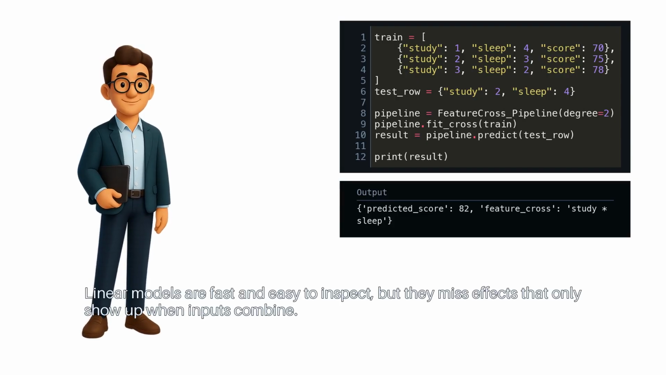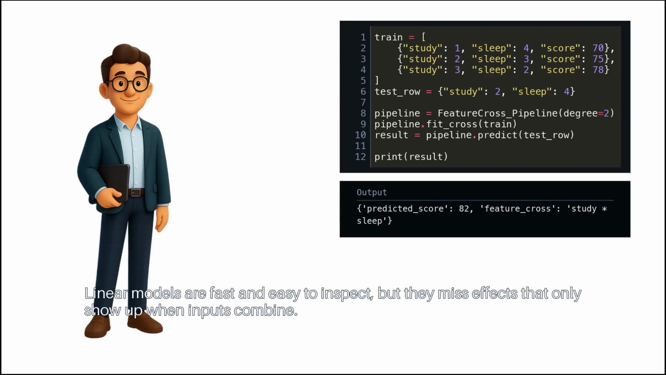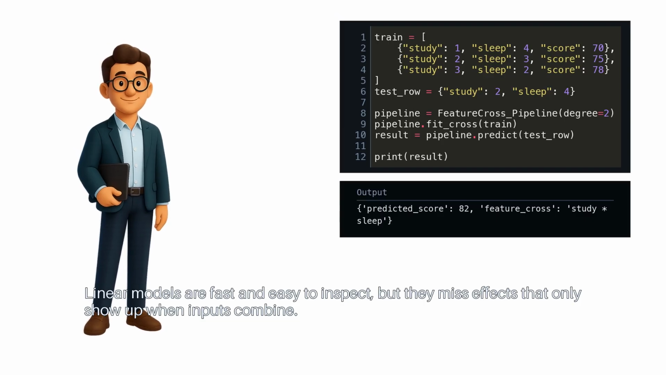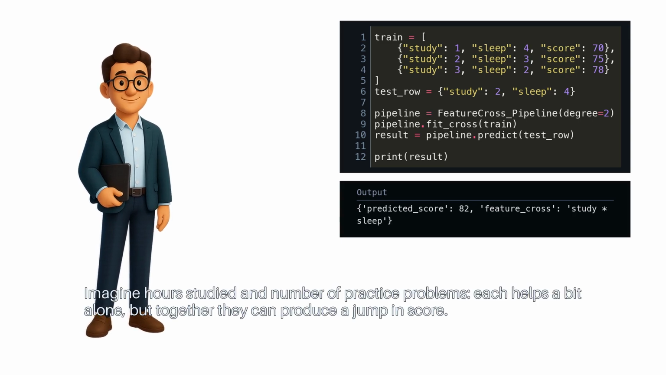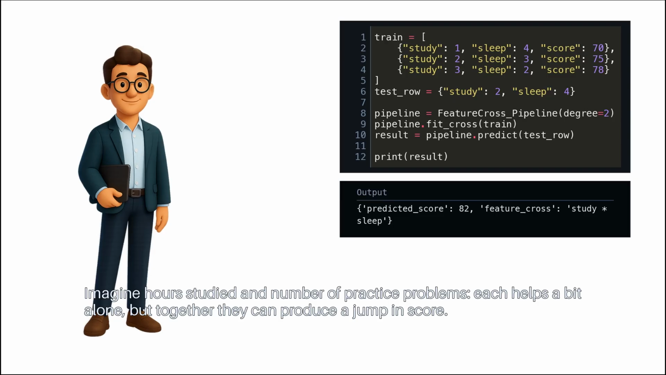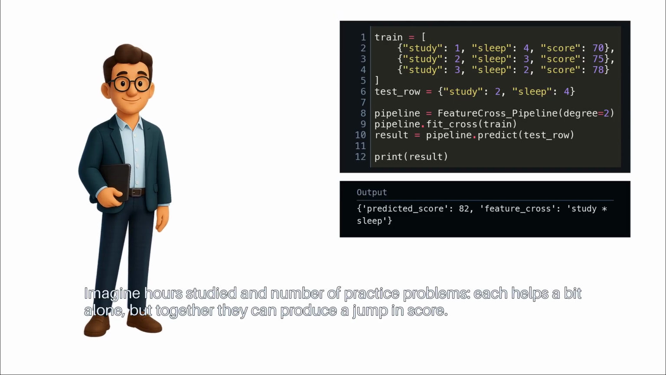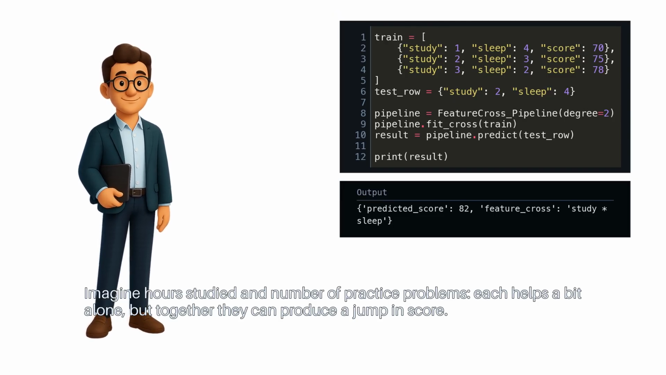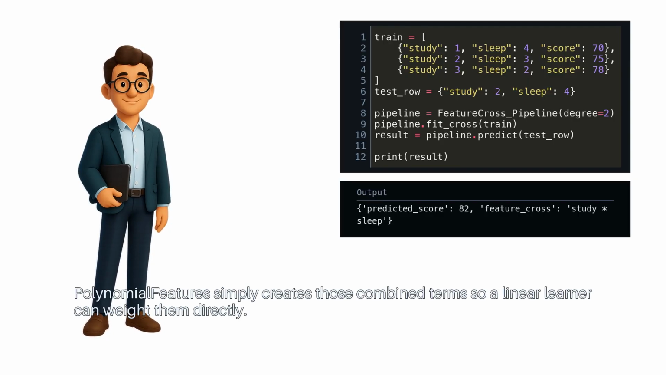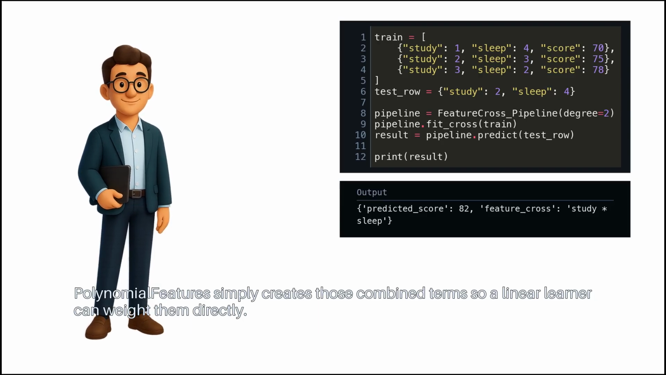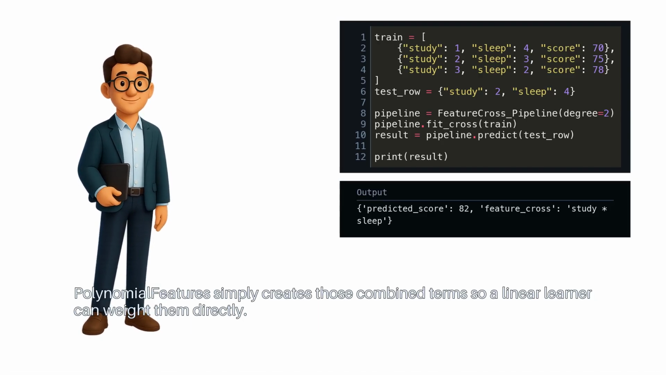Linear models are fast and easy to inspect, but they miss effects that only show up when inputs combine. Imagine hours studied and number of practice problems. Each helps a bit alone, but together they can produce a jump in score. Polynomial features simply creates those combined terms, so a linear learner can weight them directly.